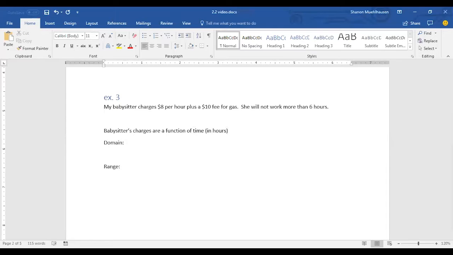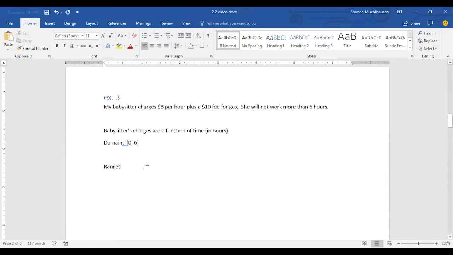Could she spend negative time? That doesn't make sense. Could she spend 0? Yeah, I'd argue that she could spend 0, so we'll include 0. In this problem, there is a real life maximum my babysitter has set herself. It says she will not work more than 6 hours. I'm assuming then she will work 6 hours, just not over 6 hours. So I have my domain. My babysitter will work anywhere from 0 to 6 hours.